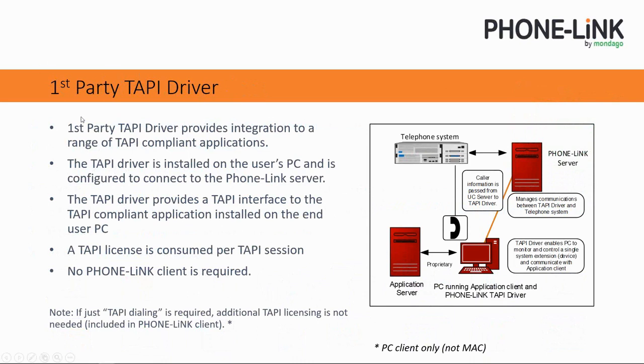The first is called a first party, and what that means is you install the TAPI driver on the user's PC, and what it will do is it will act as a bridge. So the end user will see a phone number on the application. They will click on it. The TAPI driver will intercept that call, pass it to the PhoneLink server, which in turn gets passed to the telephone system.